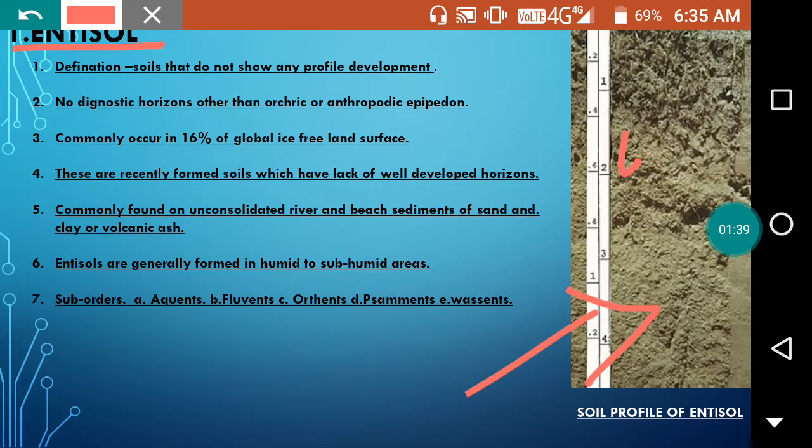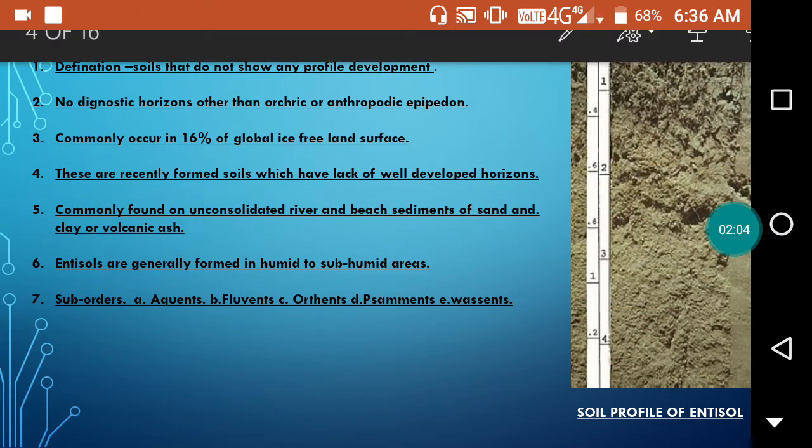And first of all, we see the definition up here. The soils which do not show any profile development. Here look at this profile. This profile shows there is no profile development. Profile is nothing but a vertical section of the soil, and it contains so many horizons in a horizontal way. But here you observe that there is no profile development.